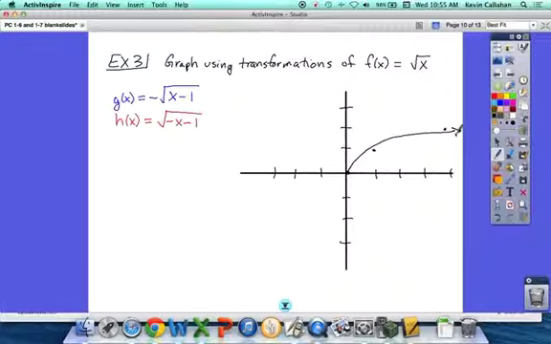So what's going on with the blue, g of x? What's the minus 1 doing? Right 1. And what is the minus in front doing? Reflecting across the x-axis. Right? So if you took this graph and moved it to the right 1, it would be here, right? But now we need it to go here. So that is right 1 and flip across the x-axis.